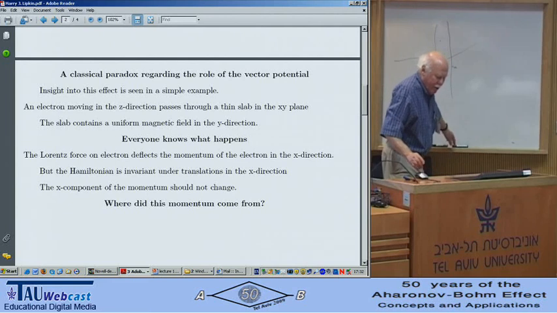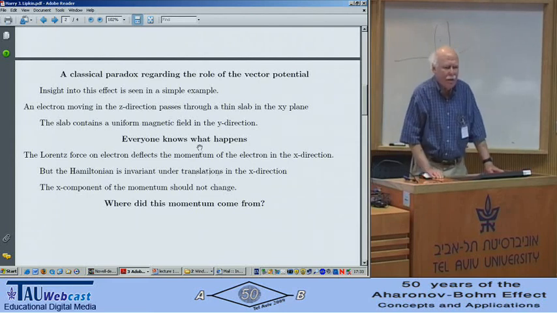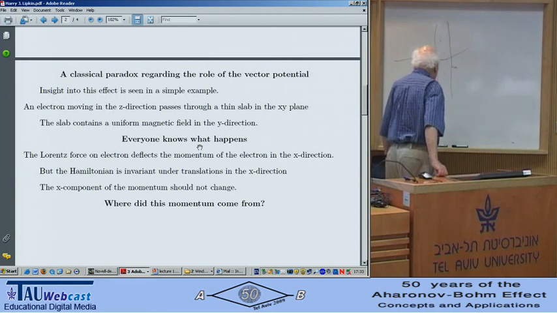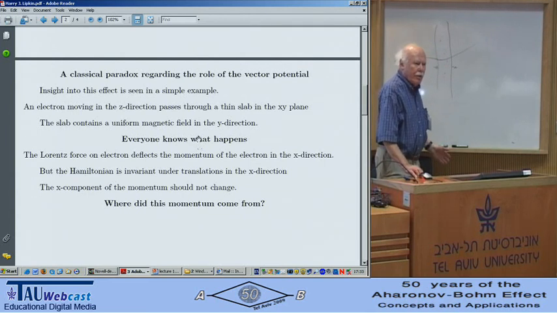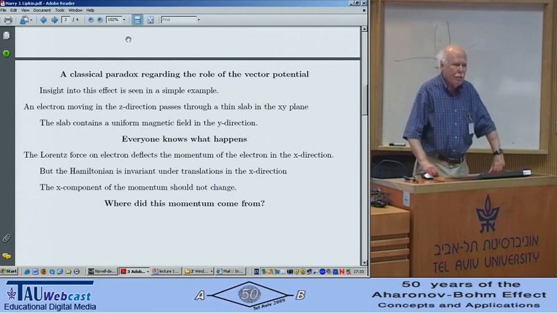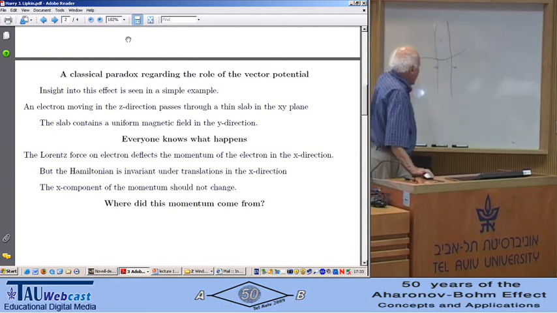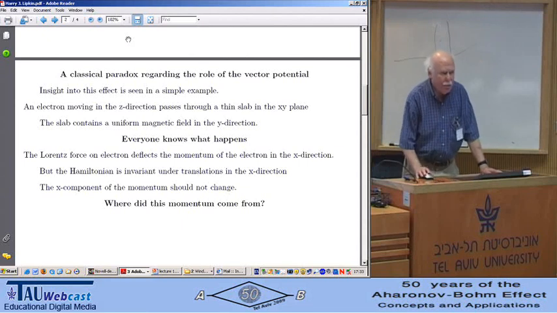But then when you start thinking about it, you immediately think of it with some kind of theoretical picture, and there you see right away that the magnetic field is in this direction. The Hamiltonian, the interaction, everything is invariant under translations in the y direction. So the momentum in the y direction has to be conserved. But it manifestly is not conserved in the motion of the electron, because here the y component of momentum is zero, and there it is finite. So where does this extra momentum come from?